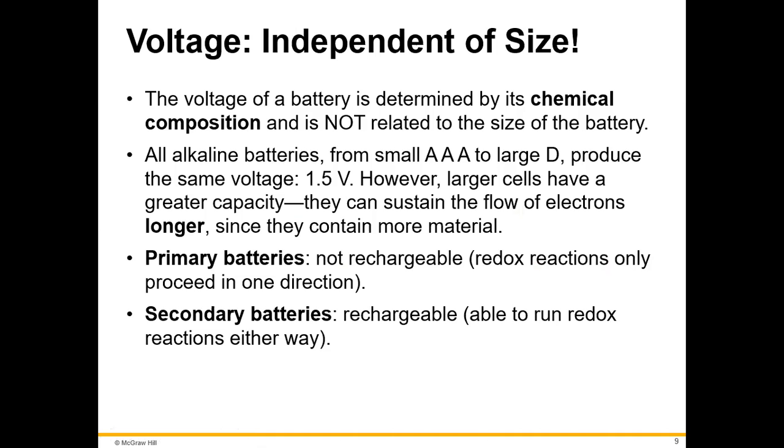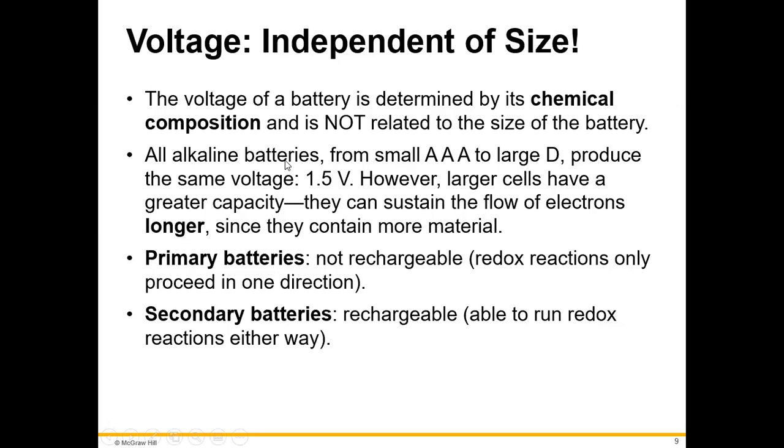And so this is something really important that you need to understand. The voltage of a battery is determined by its chemical composition, not the size of the battery, okay? That's really important. So alkaline batteries go from AAA to D. They all produce the same voltage. Wow. A lot of people think that that's not true, right? A lot of people don't understand that concept, because if they're all alkaline, they all have the same chemical composition.